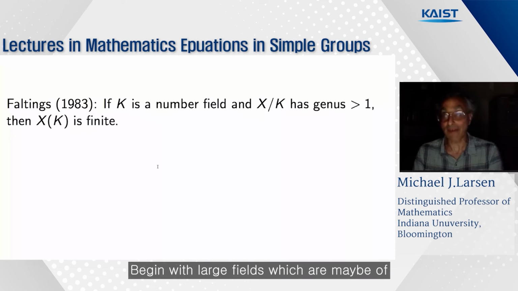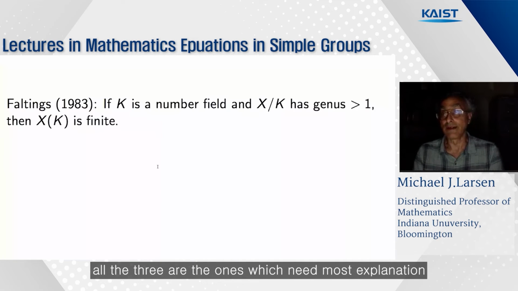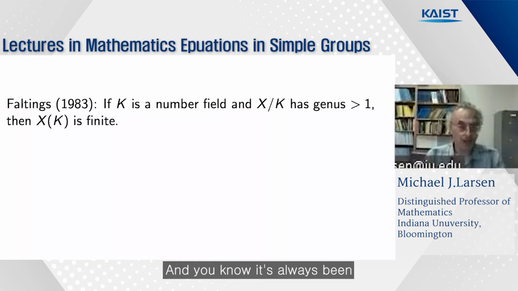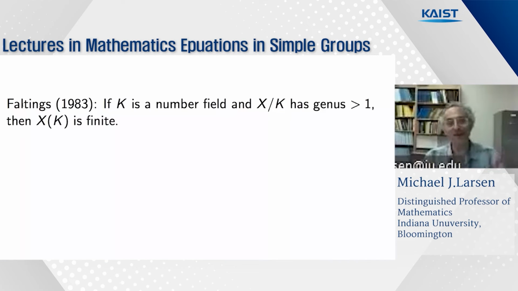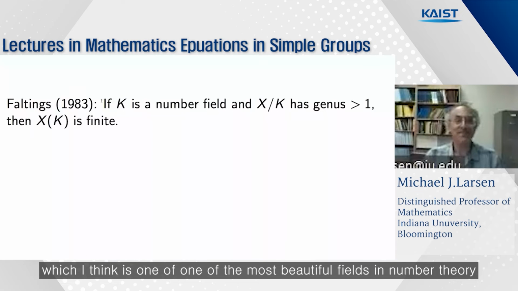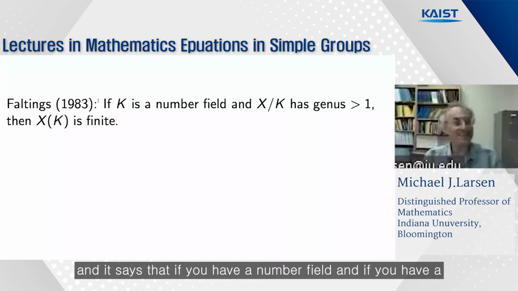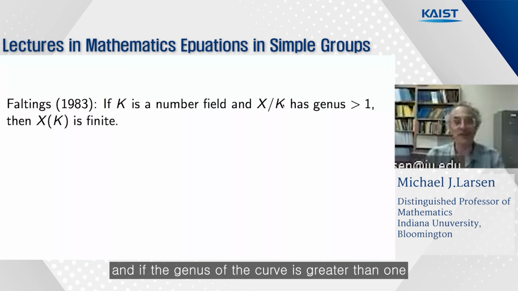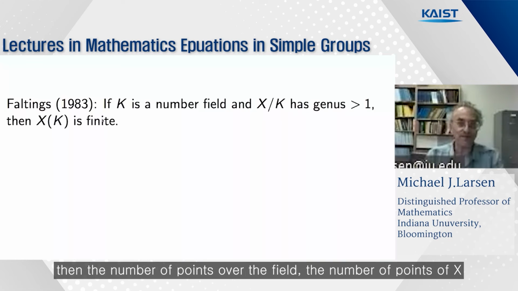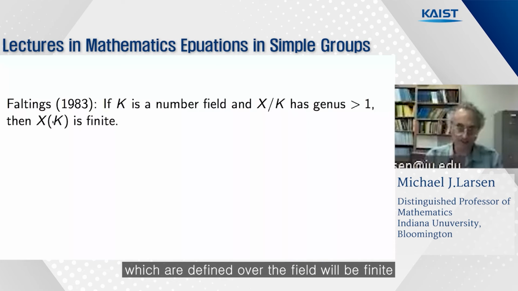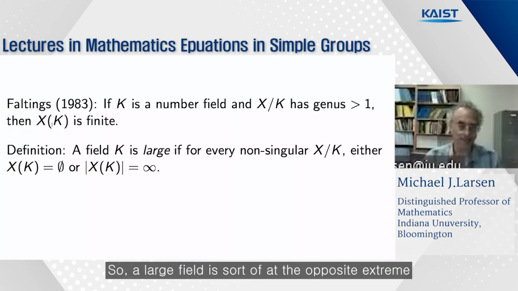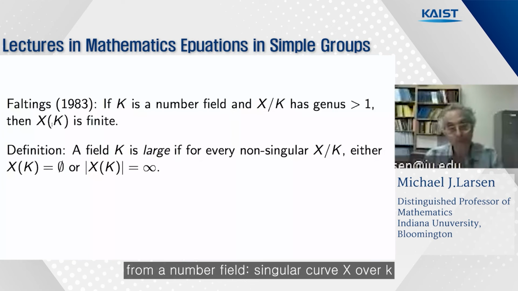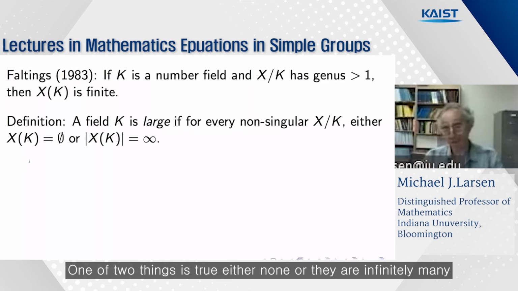We begin with large fields, which maybe of all the three are the ones which need most explanation. And it's always been a theorem which I think is one of the most beautiful theorems in number theory. And it says that if you have a number field and if you have a curve X over this field, and if the genus of the curve is greater than 1, then the number of points of X which are defined over the field will be finite. So a large field is sort of at the opposite extreme from a number field. For a singular curve X over K, one of two things is true: either it has no points, or there are infinitely many.